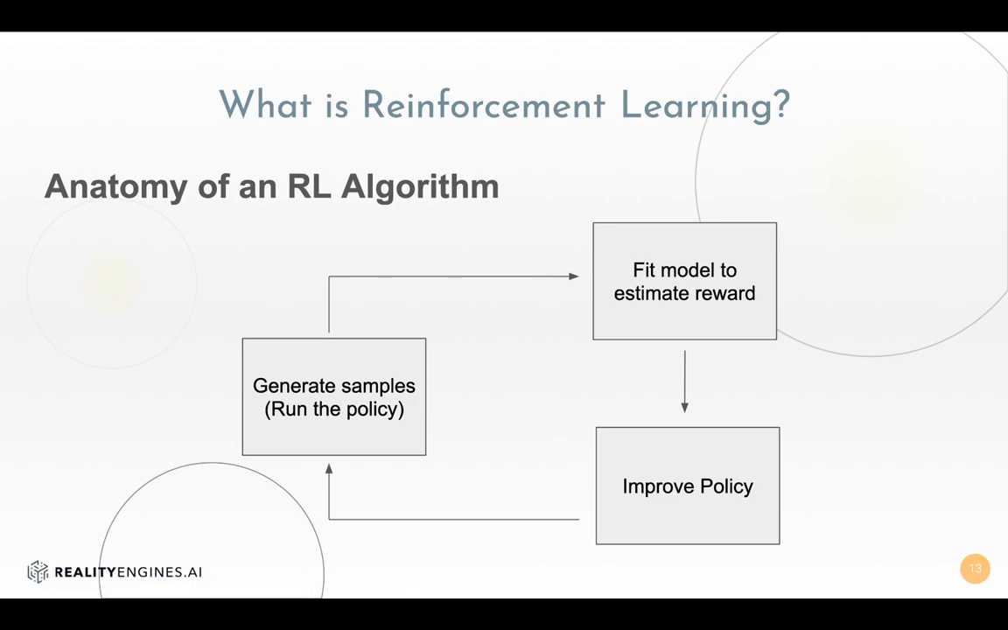This might sound familiar because this is how humans tend to make decisions and navigate the world. We go into the world, we take some actions, we receive some feedback from our environment, and based on that feedback, we adjust the way that we make decisions. So even though RL is inspired by humans, we also have something to learn from it on how to make sequential decisions. This is the anatomy of any RL algorithm, and any of the algorithms that we discuss fall into this framework: we run a policy, we fit a model to estimate the reward, and then based on that feedback, we improve our policy.